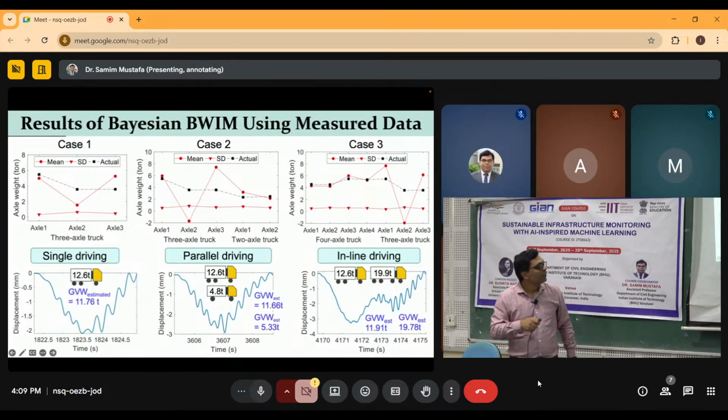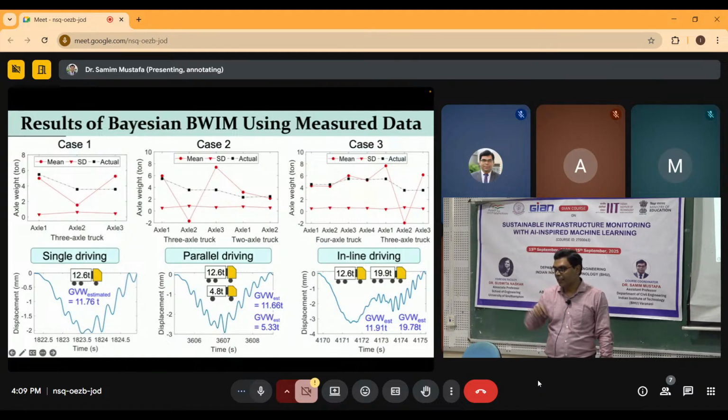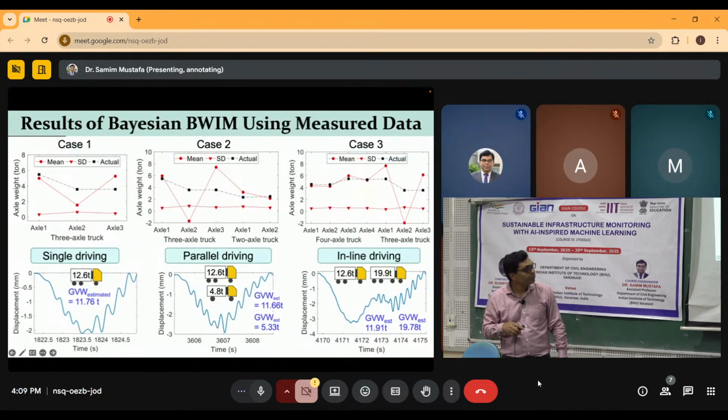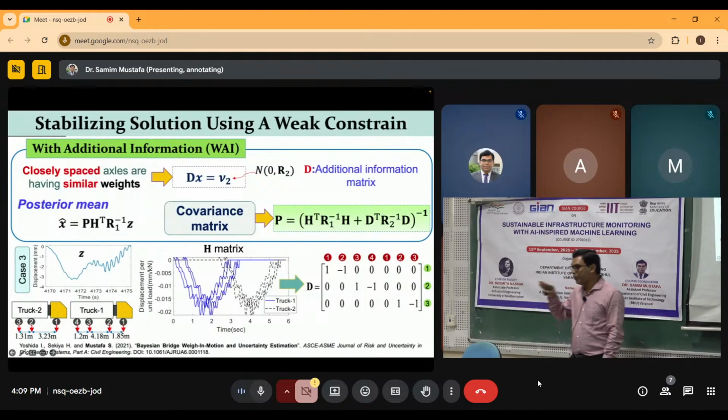Okay, similarly there is an inline driving condition, two vehicles, 4 axle and 3 axle, running in the same line. So you can see there also, when there is a closely spaced axle, there is a larger error in identification. So what we can do here is implement additional information. What is not a prior information? This is additional information.